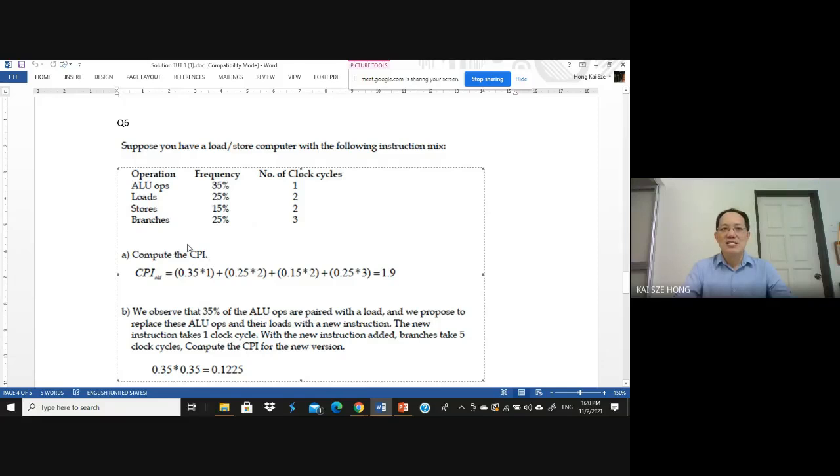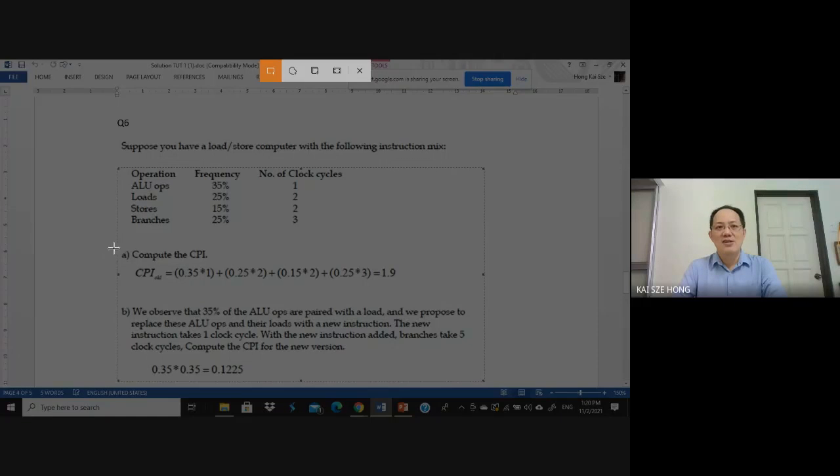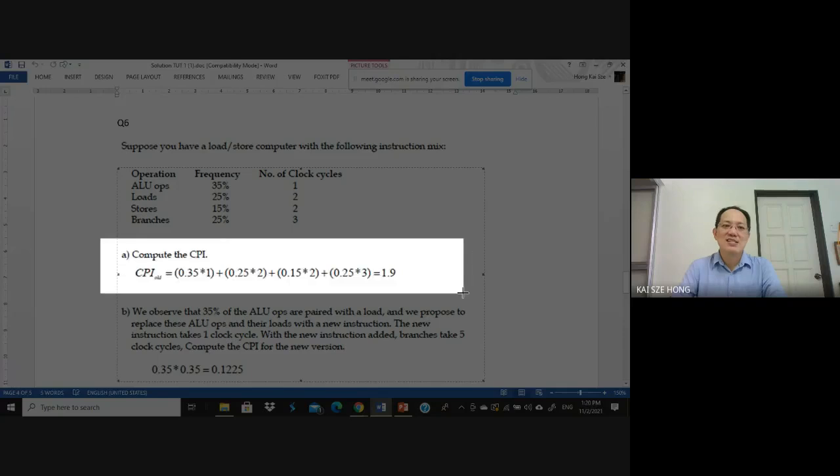So what is the CPI over here? Okay, the CPI is given by this formula. Compute the CPI, clock cycles per instruction. You have to get the average clock cycle because some instructions have 1, some have 2, and some have 3, right?